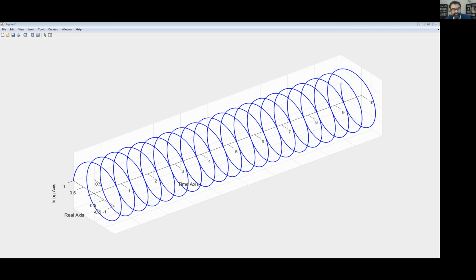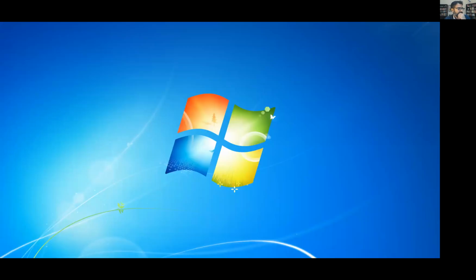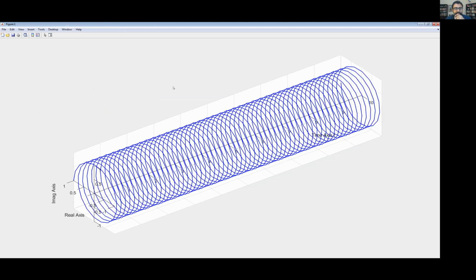Yes. So I can quickly increase this to 12 pi, right? And the frequency is 12 pi now. And this is what the spiral looks like now, right? So it's much, much closer. So the frequency is increased, which means it's packed closer together. The time period decreases. Okay?